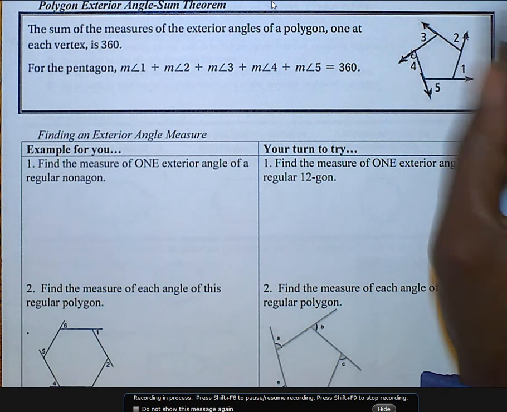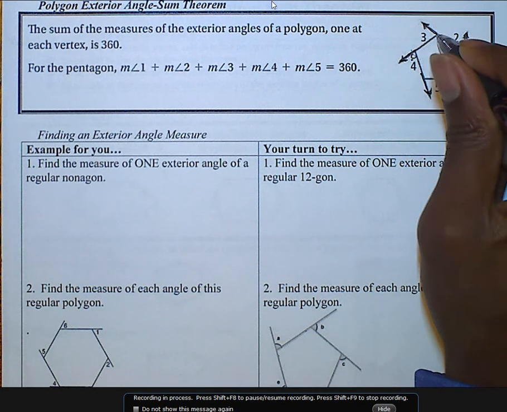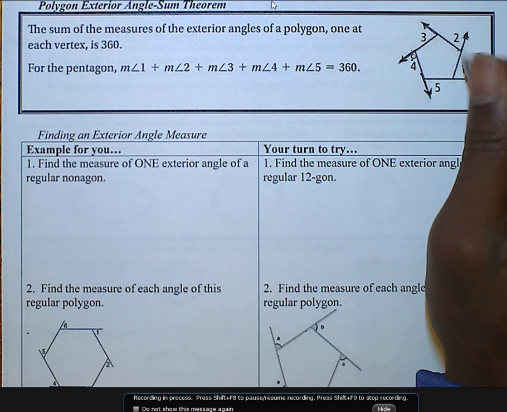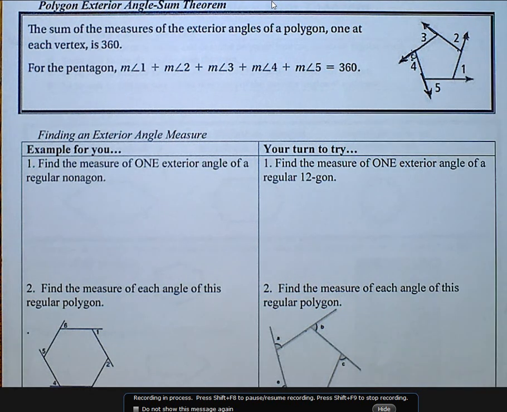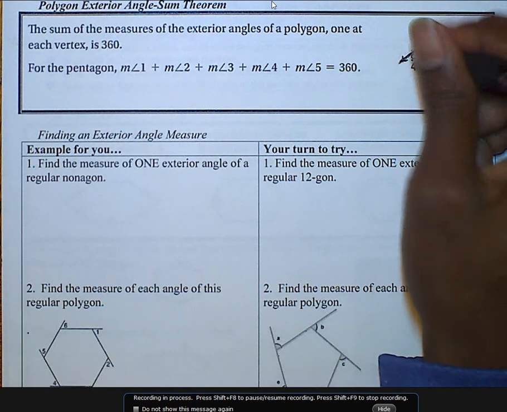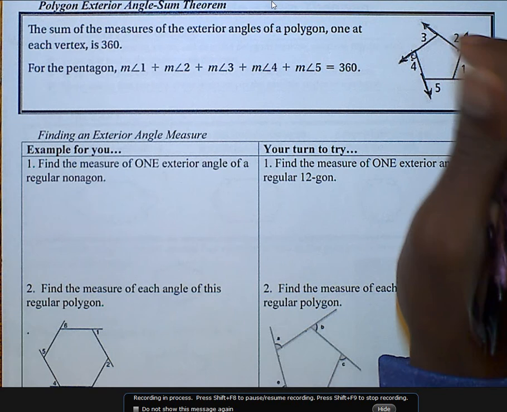So at this vertex, I'm only measuring one angle. At this vertex, I'm only measuring one. At this vertex, one. At this vertex, one. If we do that, then the sum of the outside of all of them should be 360.